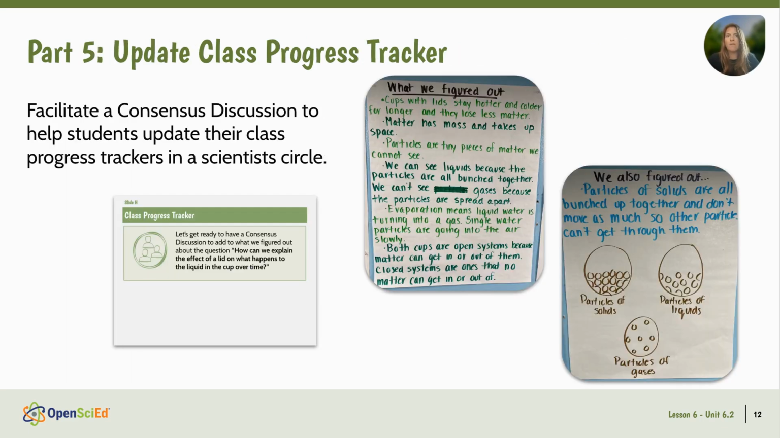In part 5, we come to a science circle and we make sense of all of this together. This is a consensus discussion where we summarize what we figured out in a class progress tracker, and we create these posters that will hang on the wall for the rest of this unit.